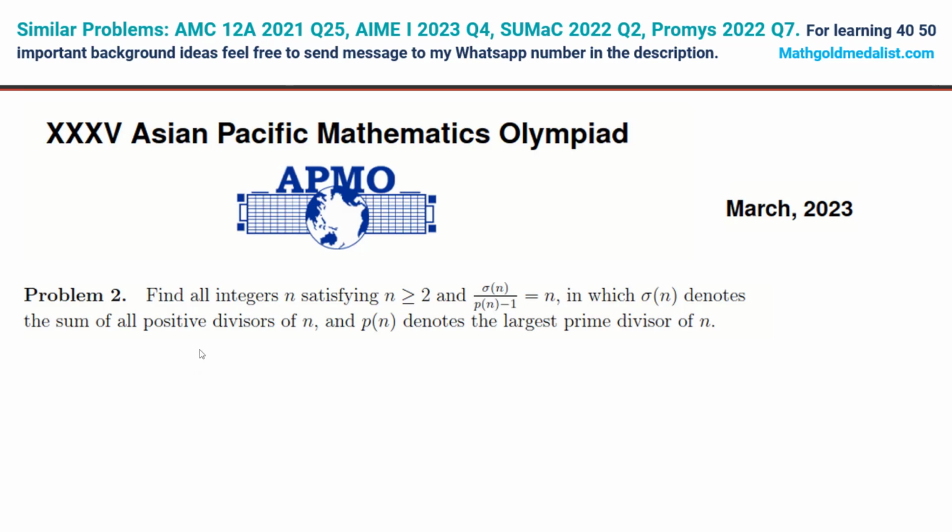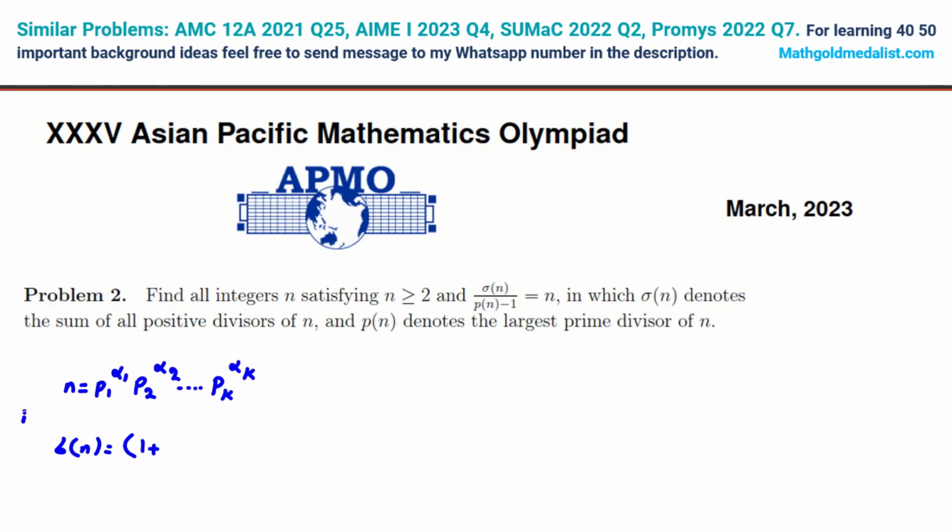Problem 2. It says find all integers n satisfying n at least 2 and sigma of n over p of n minus 1 is n, in which sigma of n denotes the sum of all positive divisors of n, and p of n denotes the largest prime divisor of n. So let me tell you, the formula of sigma of n is something you should memorize. Also for the number of divisors we have a formula. But here we need only the formula of the sum of all positive divisors, sigma of n.